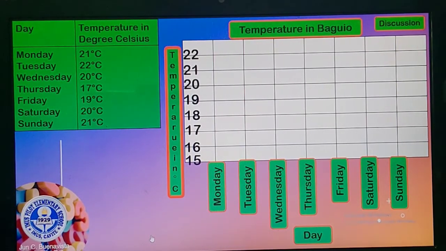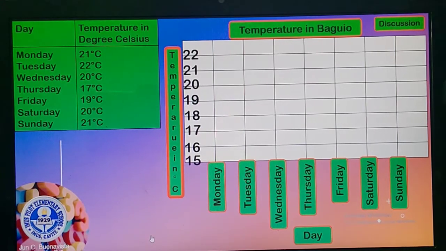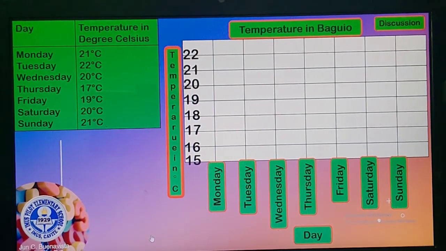So, the number scale that we use is by 1. But we can also use by 2. So, let's say, if you're going to start from 10, 12, 14, 16, 18, 20, 22, 24, 26, and so on and so forth. Since in our data, class, the biggest number is 22, nag-stop na po ako sa 22. And I start with number 15, kasi pag nag-start tayo sa mababa, mahaba din ang ating horizontal and the vertical line. Now, let us plot.